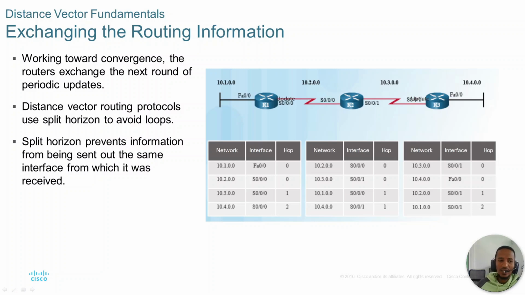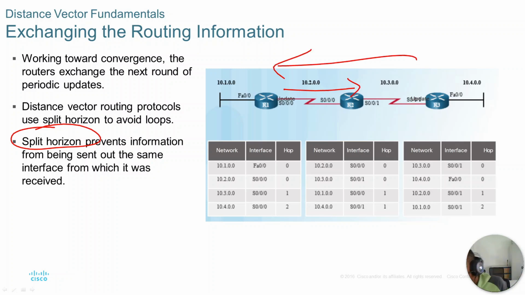And also in this case, there is a concept which is called split horizon. Split horizon means what? Information which has been sent outside should not be sent back. Otherwise, information coming and going will be a problem.